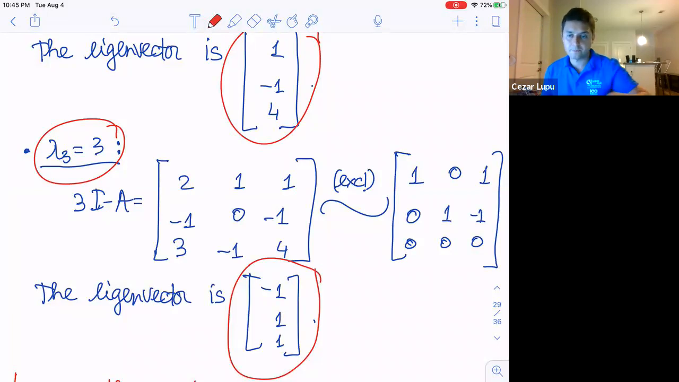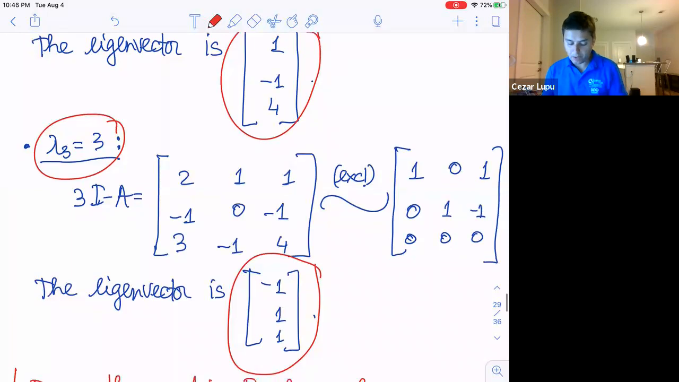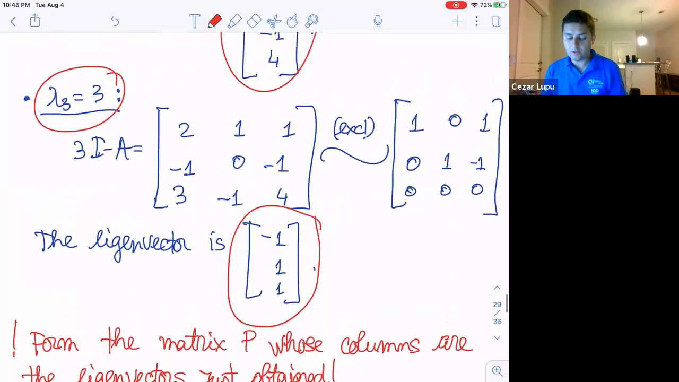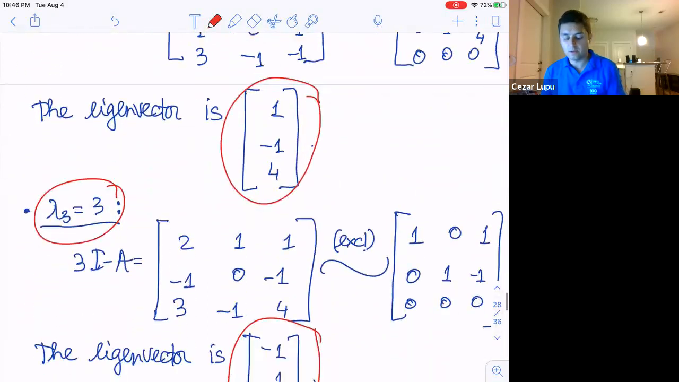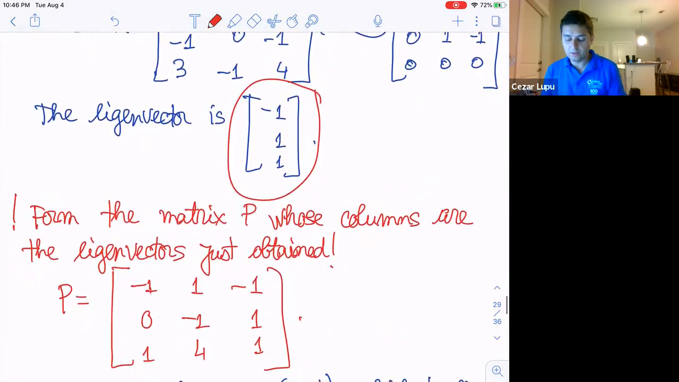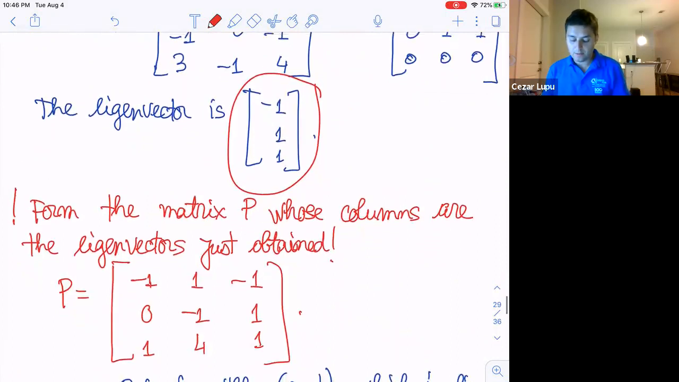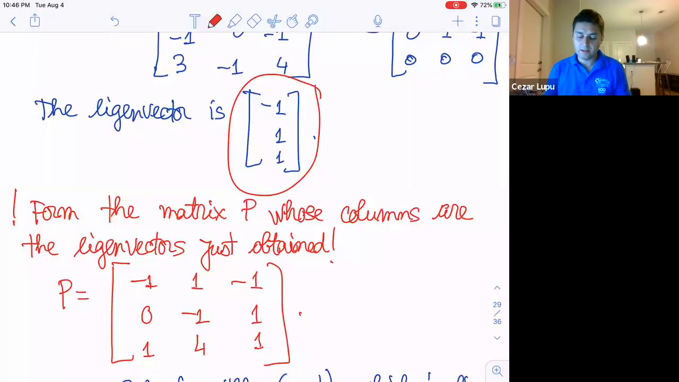Great. And now, guess what? We look at these eigenvectors and we form the matrix P, whose columns are the eigenvectors that we just obtained. This matrix P looks like this: negative 1, 1, negative 1 for the entries on the first row. The entries on the second row are 0, negative 1, 1. And finally, on the third row, we have 1, 4, and 1.